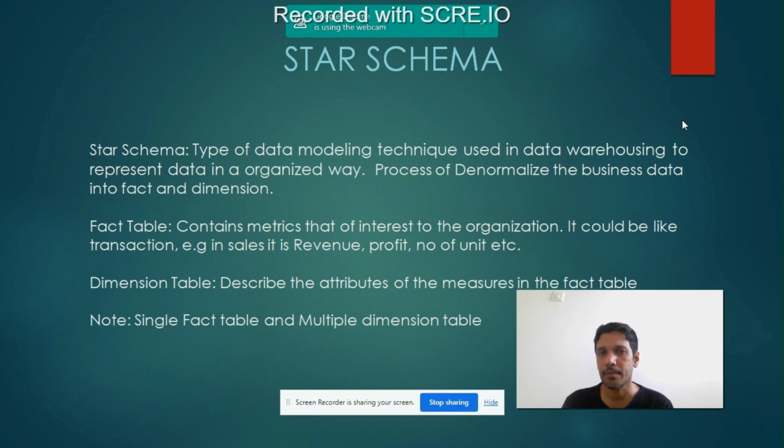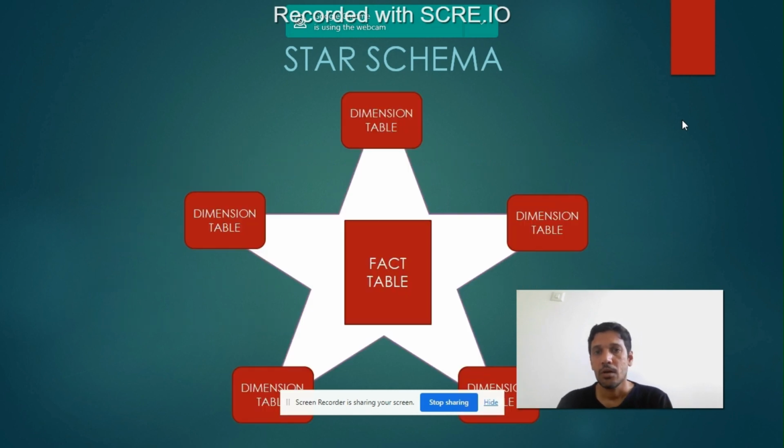So in star schema, we have a single fact table, whereas we have multiple dimension tables. Let's try to understand deeply why this is called star schema, because the term star is there. It means you have a single fact table surrounded by multiple dimension tables, just like a star.